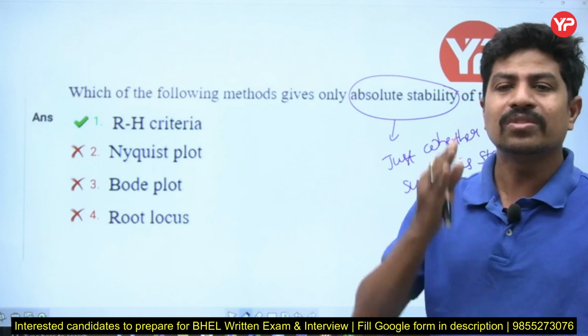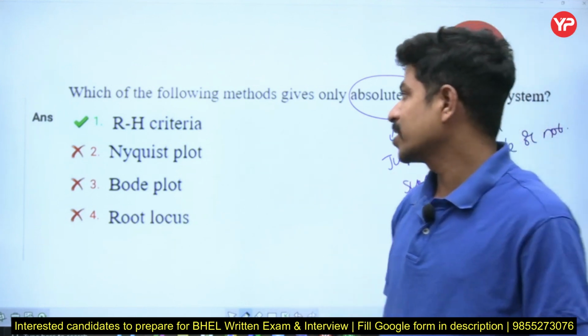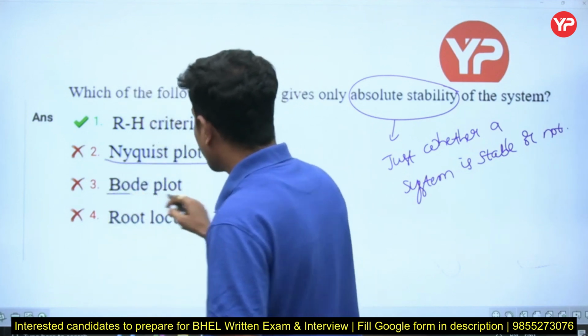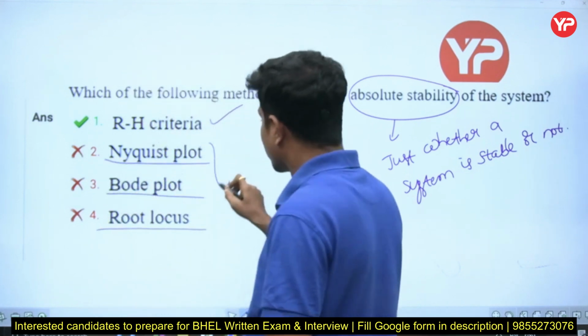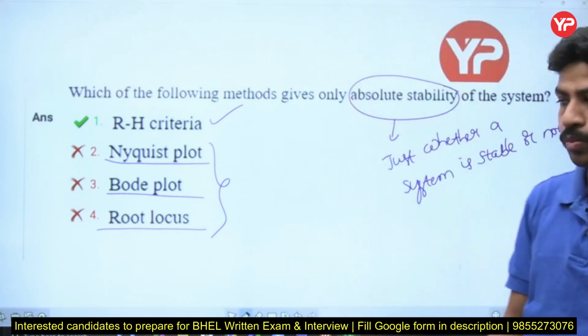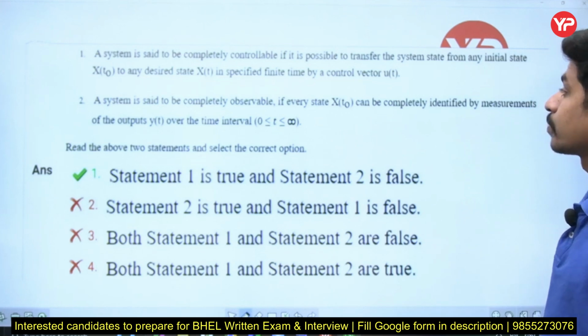Routh-Hurwitz's criteria will give just absolute stability. Okay, that is also called asymptotic stability. Yes, just absolute stability. Nyquist plot, Bode plot, root locus, these three will give us relative stability also. Okay. Next question, please.